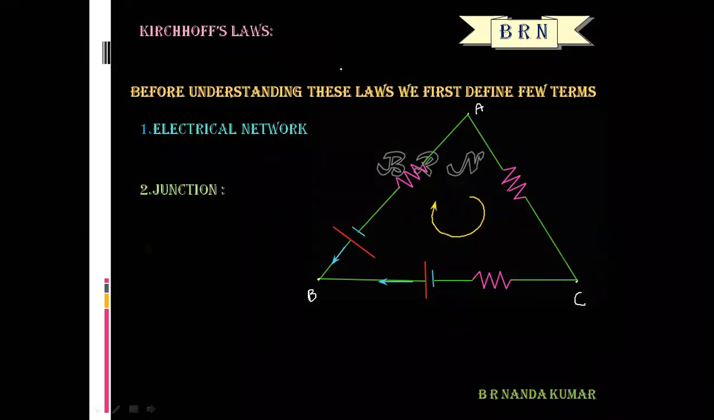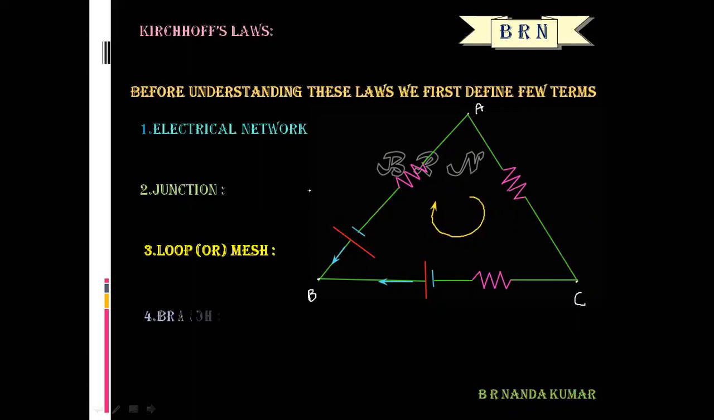The next very important term is loop or mesh. Loop or mesh means a closed conducting path. A closed conducting path is called a loop or mesh. Any closed conducting path in an electrical network, that is the meaning of loop or mesh.